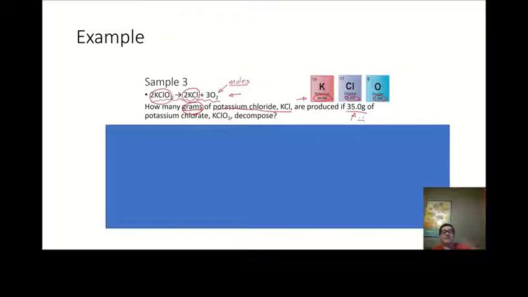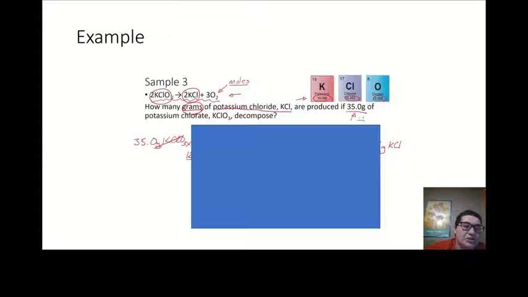So we have potassium chloride. Now the question is, how many grams of that potassium chloride, just to emphasize the point, that's potassium chloride right there, are going to be produced if 35 grams of potassium chlorate, right there, decomposes. So what you can see in this problem, and what I'm hoping you can really quickly analyze, is that you're being asked to take 35 grams of potassium chlorate and go to grams of potassium chloride. So you're switching between the potassium chlorate and the potassium chloride.